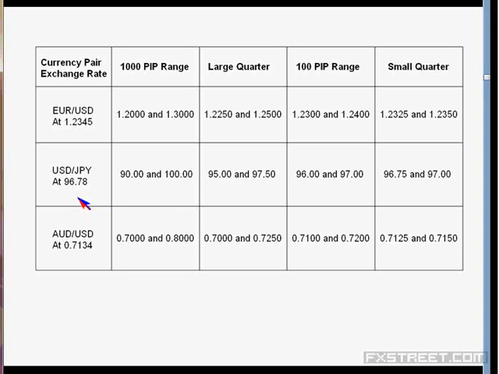Let's, for example, take a look at the dollar versus the Japanese yen at, let's say, 96.78 yen. What would be the 1,000 pip range that the exchange rate is trading within in this example? That would be the 1,000 pip range between 90 and 100 yen.